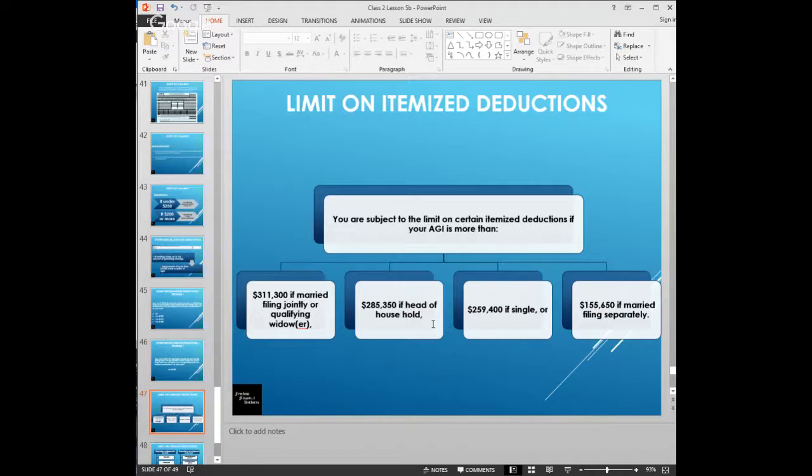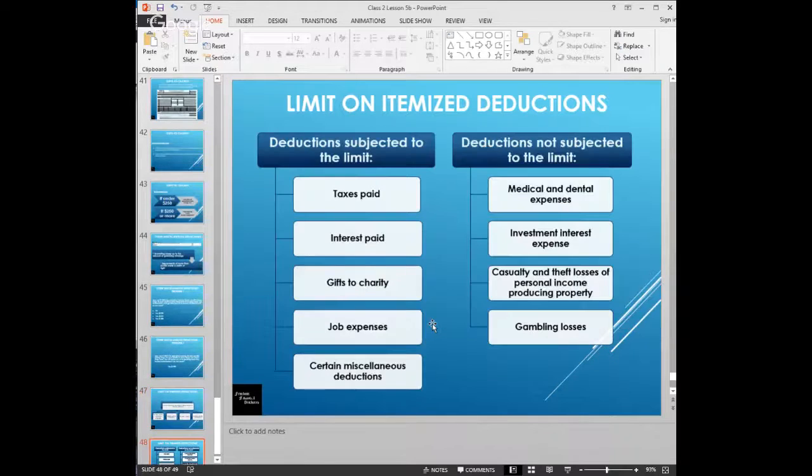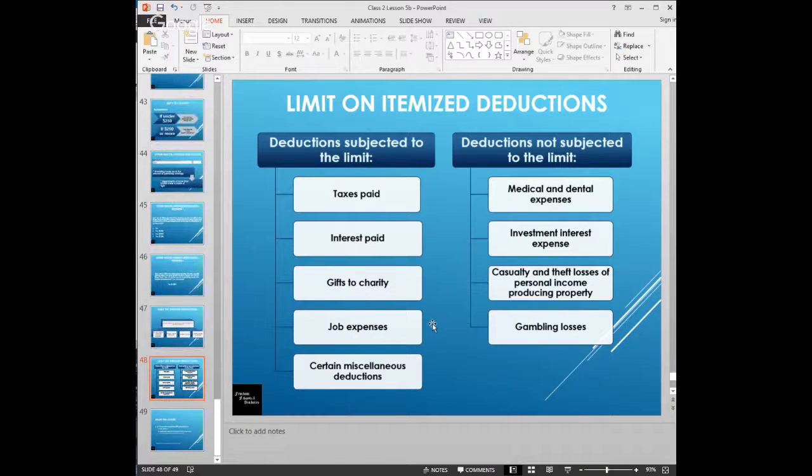You could be subject to a limit on certain itemized deductions if your AGI is more than $311,000 if you're married filing jointly, $285,350 for head of household, $259,400 if single, or $155,650 if you're married filing separately. Limit on itemized deductions are subject to the limit of the taxes paid, interest paid, gifts to charity, job expenses, and certain miscellaneous deductions. So that's where you would see those deduction limits.